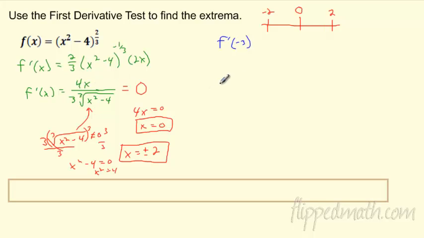So what is the f prime of negative 3? I put negative 3 in there. I'm going to have 4 times negative 3 all over 3 times the cube root of negative 3 squared minus 4. So I'm really looking for what is the sign here. I'm going to have a negative on top. Square this, I'm going to get 9. 9 minus 4 is 5. So it's terrible looking, isn't it? Oh my goodness. So you've got negative 12 over 3 times the cube root of 5.